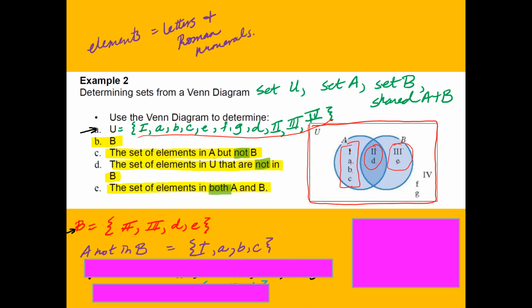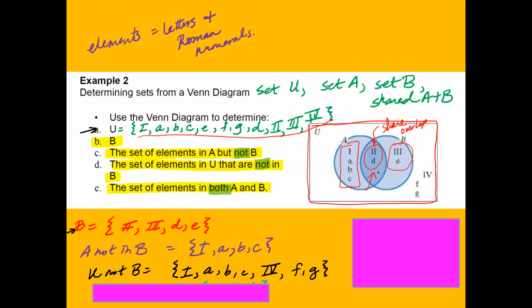E, the set of elements in both A and B. So what both means is, what do they both share? Or where is the overlap? In which case it will be Roman numeral 2 and also D.